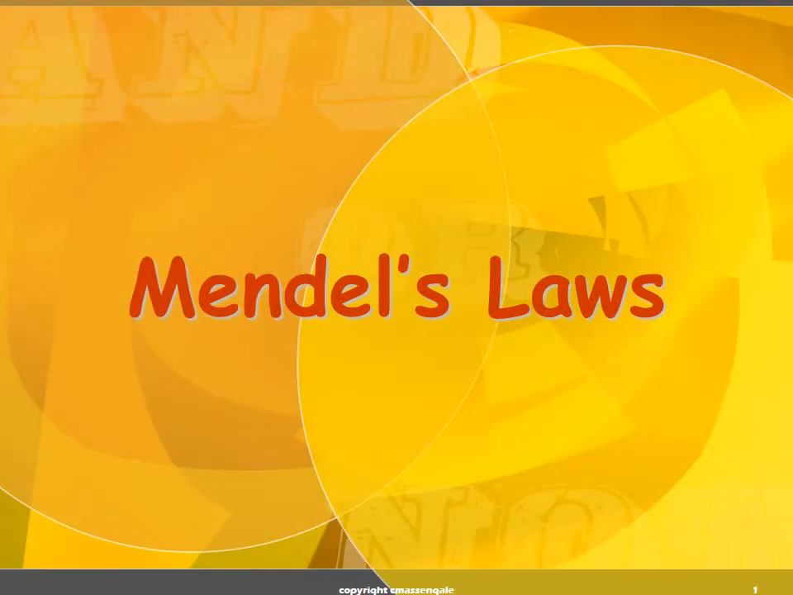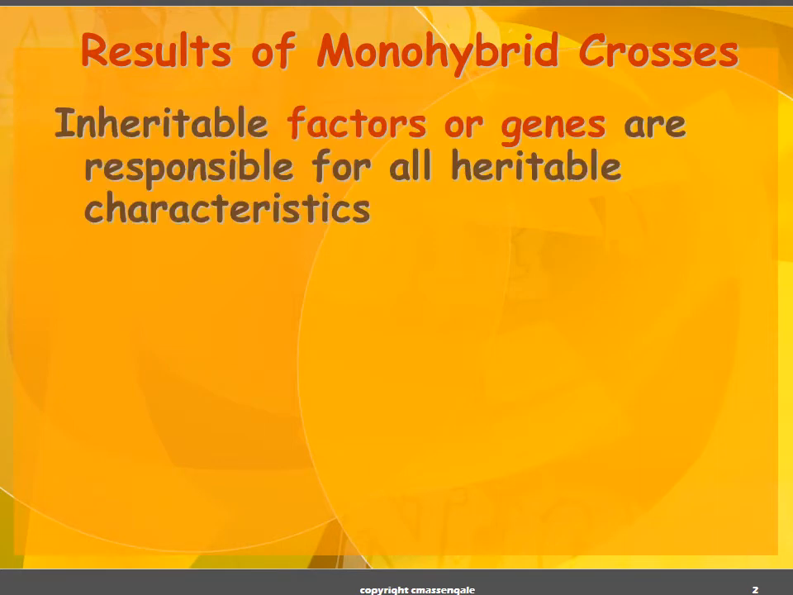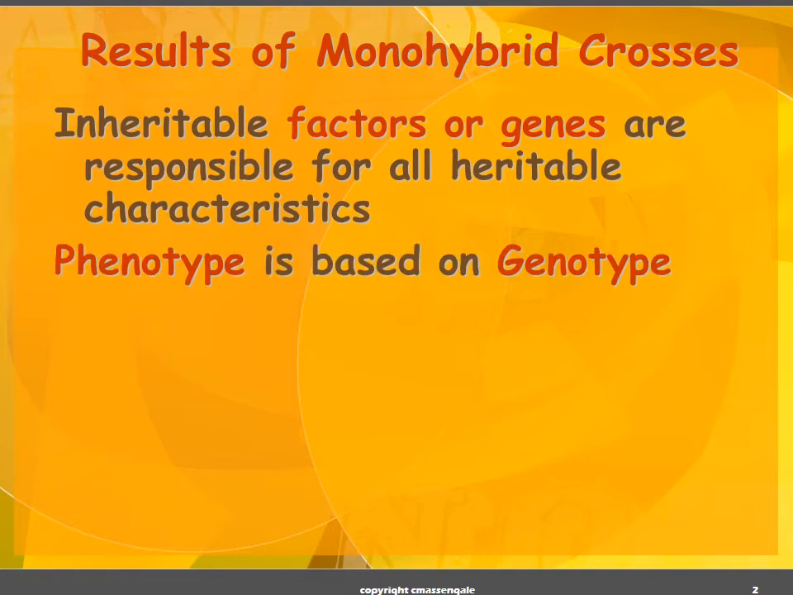In this lecture, we're going to be talking about Mendel's 3 important laws. So when we're talking about the results of a monohybrid cross, we see that inheritable genes are responsible for all the heritable characteristics. Remember, heritable characteristics are characteristics which can be inherited from our parents.